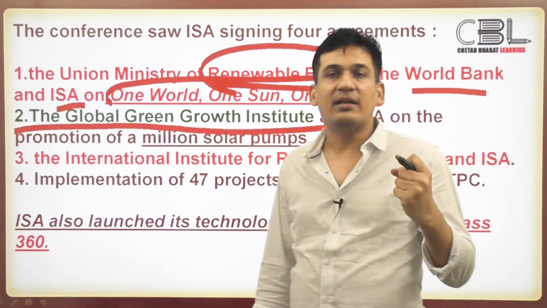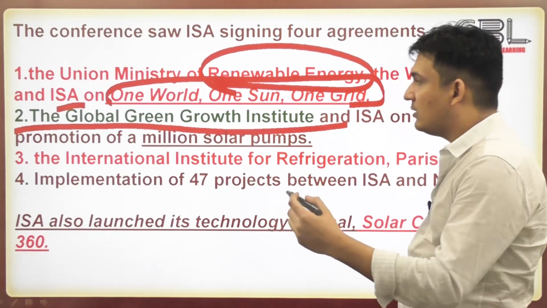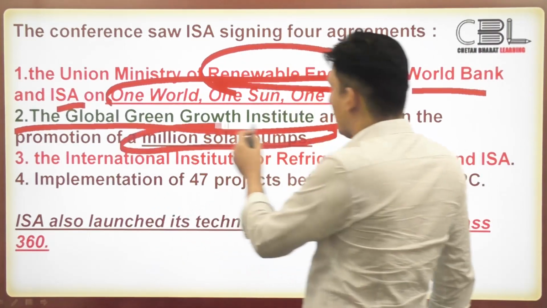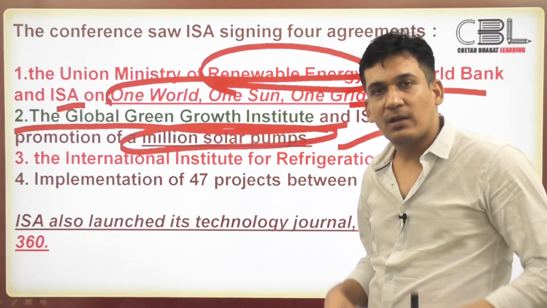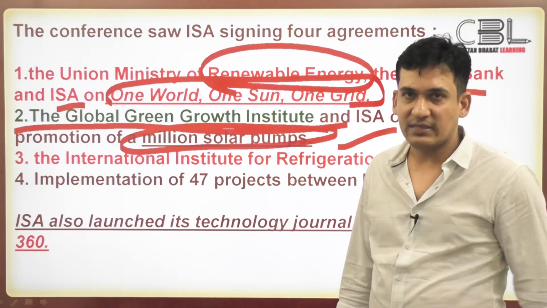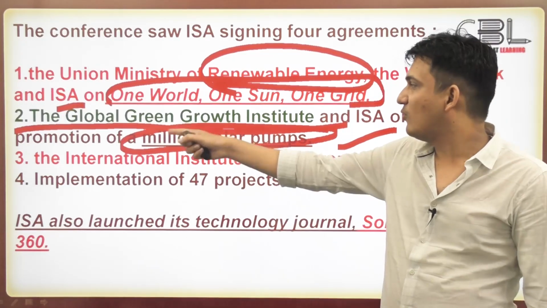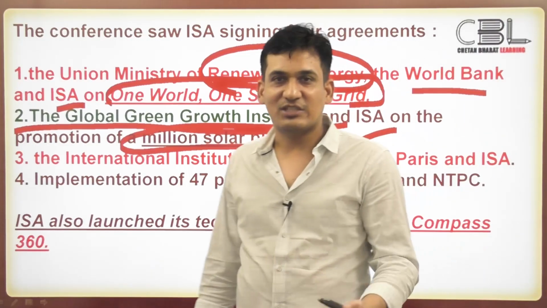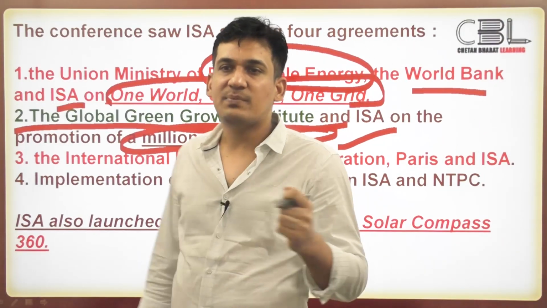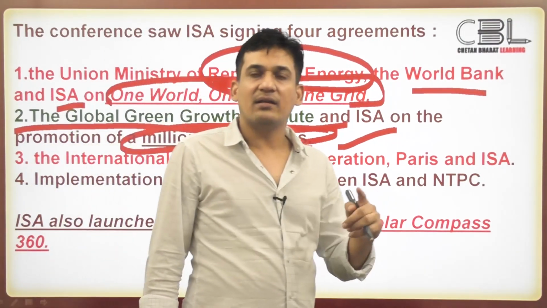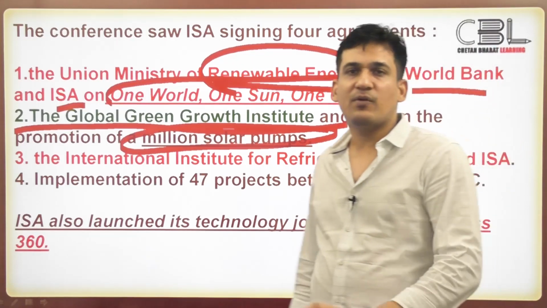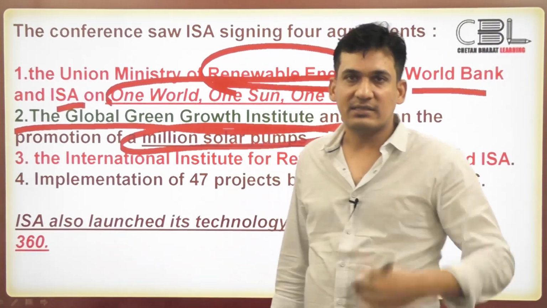They have agreed to create a partnership to promote 1 million solar pumps. All right, 1 million solar pumps will be created by the Global Green Growth Institute in coordination with ISA. I expect you to quickly Google the Global Green Growth Institute and see what this organization is all about. The third thing is that a memorandum of understanding has been signed between ISA and the International Institute of Refrigeration in Paris. This point is not all that important, but still you must give it a cursory read.